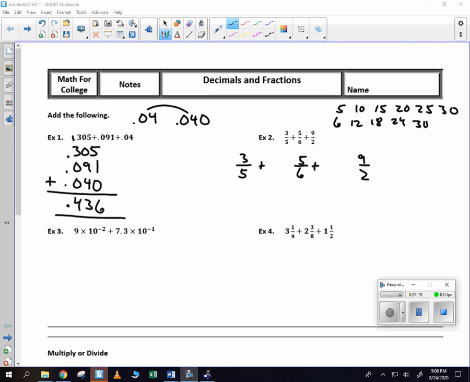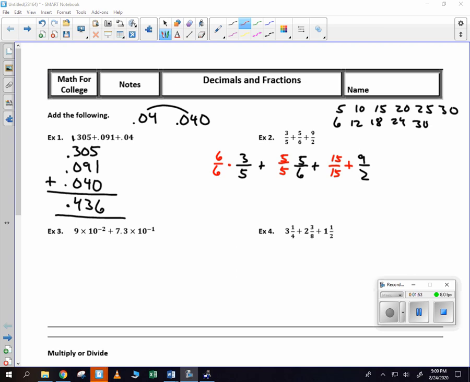Now, in order to add these and create that common denominator, I have to get the 5 to be 30. So I multiply the top and bottom by 6. In order to get the 6 to be 30, I multiply top and bottom by 5. And in order to get the 2 to be 30, I multiply the top and bottom by 15. So it's okay to multiply by 6 over 6 because it's 1. And 5 over 5 is 1. And 15 over 15 is 1. And multiplying something by 1 doesn't change it.